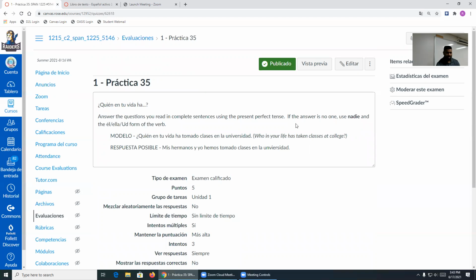Here we're talking about the present perfect. So in other words, we need to be familiar with the verb haber, as in has, hemos, habéis, han. So those are the 6 conjugations. And every sentence, every question is going to ask you quién, who in your life has done this, done that. You want to answer that so-and-so, I, this person, that person has, or they have done that.